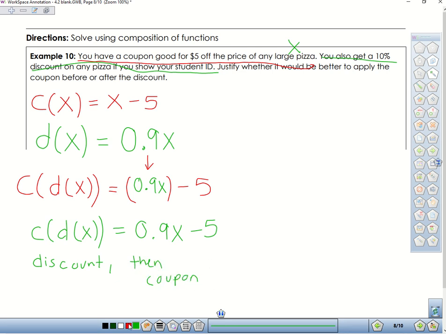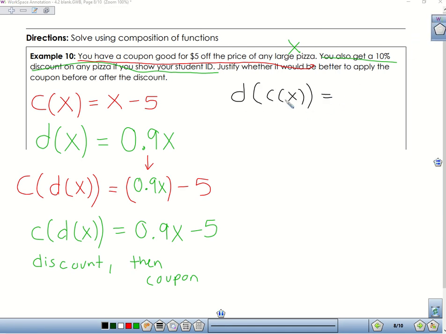So let's say we do coupon and then discount. So coupon and then discount will be D of C of x. Because it's always work inside out. So you take the outside function, and I'm going to replace my x with what? Of the outside function, what am I plugging into it? X minus 5. And what can I do to solve this, basically, to simplify it? I can use the, what do we call that?